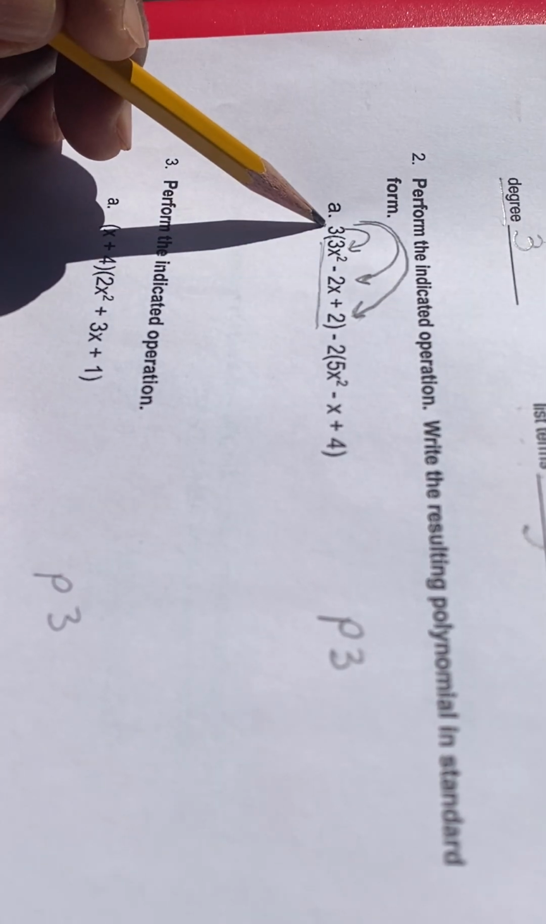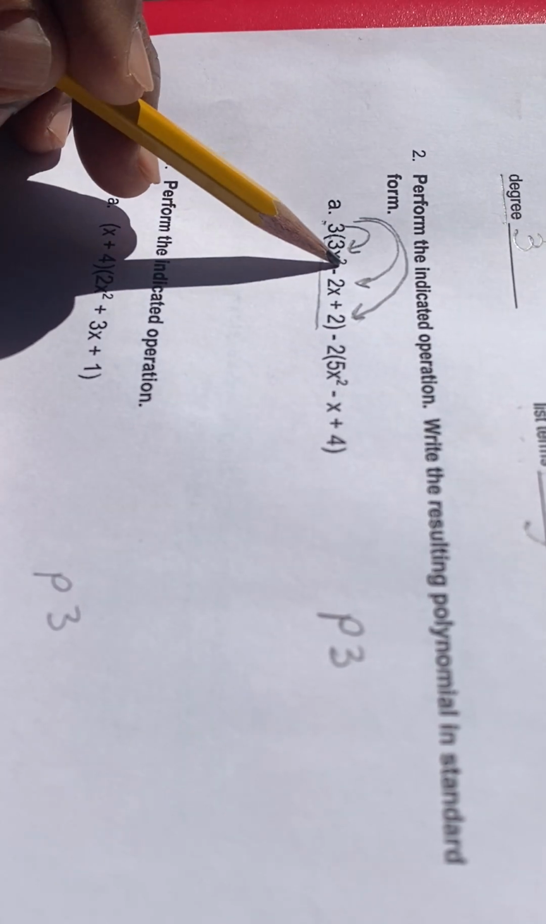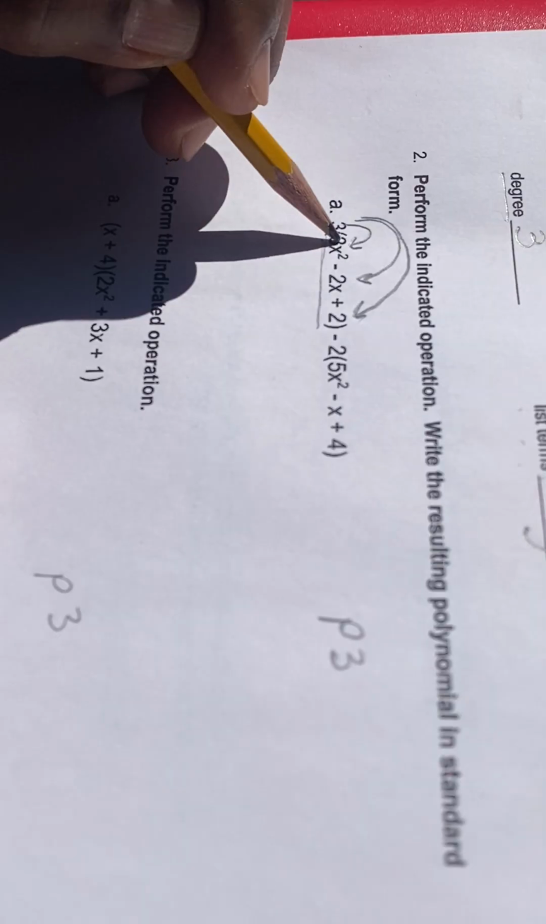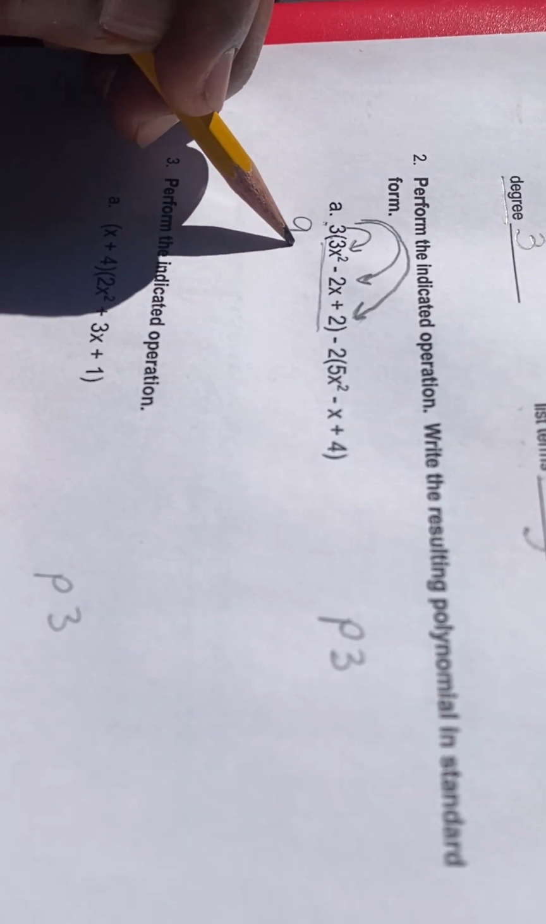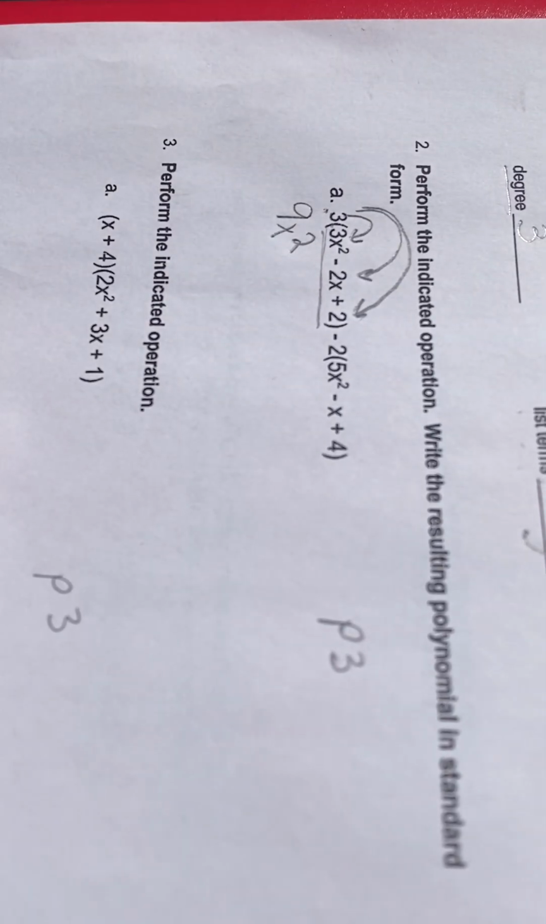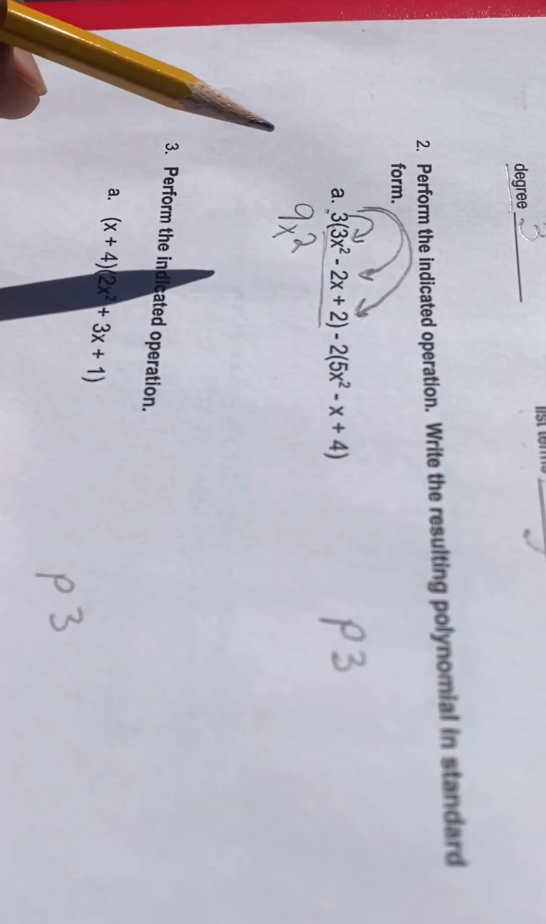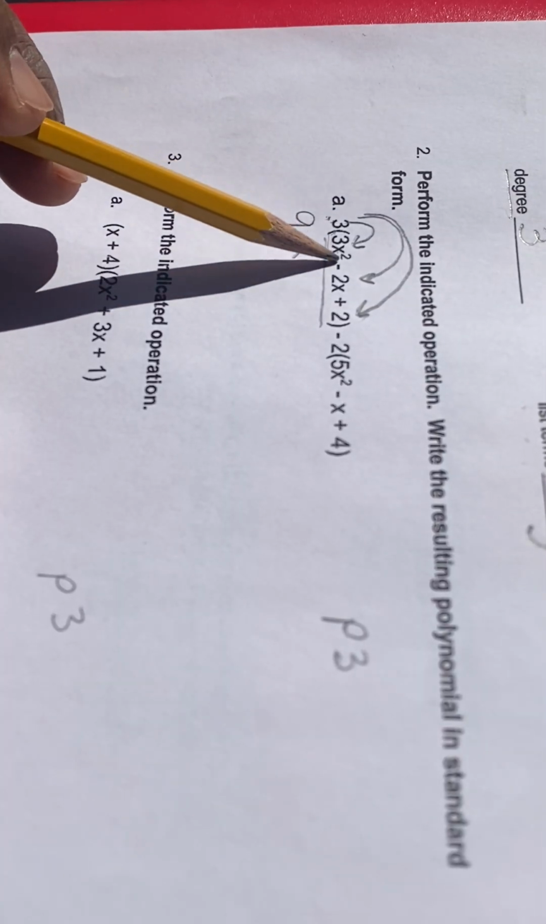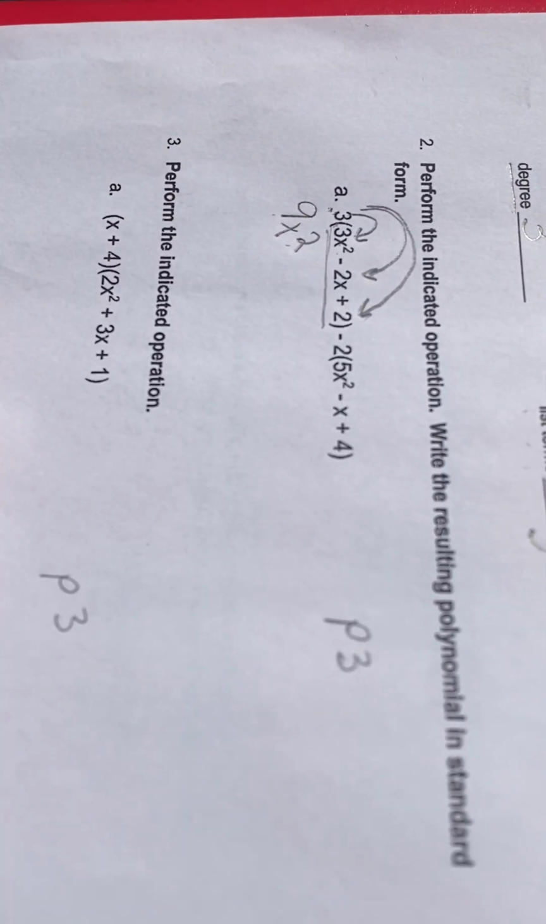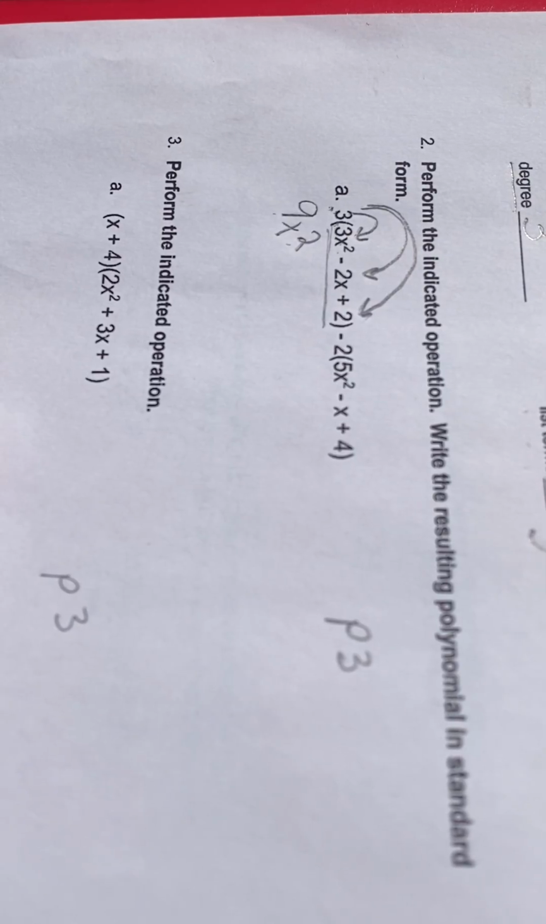So 3 times 3x squared. 3 times 3 is 9. And the x squared comes along. So the answer for multiplying 3 times 3x squared is 9x squared. That's what I was looking for. This was also in pre-chapter or pre-section 1, section 3.